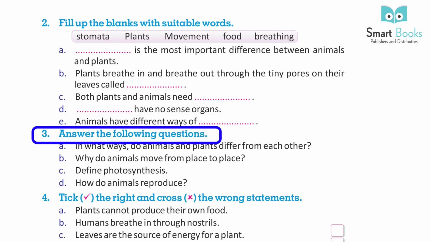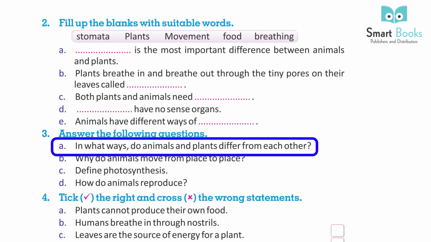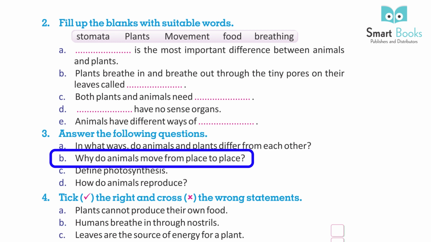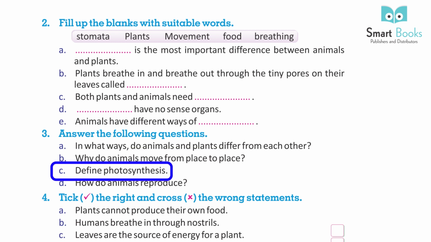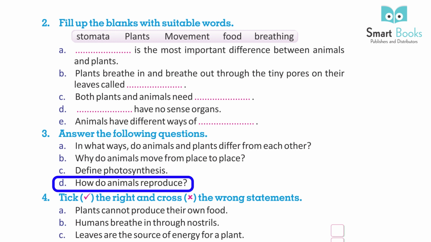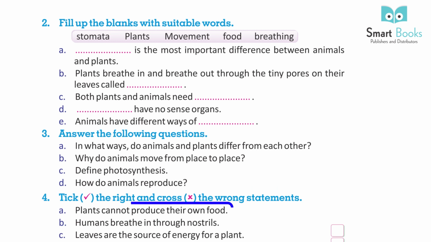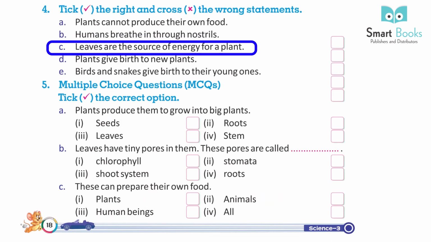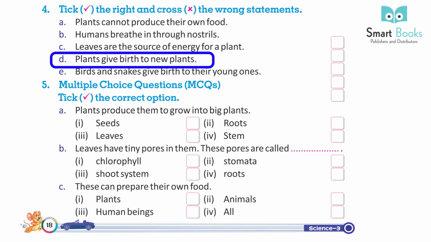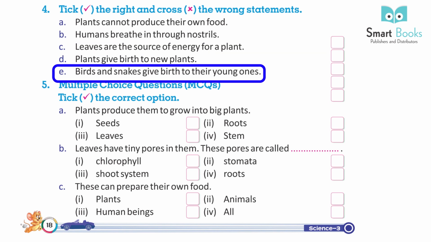3. Answer the following questions. A. In what ways do animals and plants differ from each other? B. Why do animals move from place to place? C. Define photosynthesis. D. How do plants reproduce? 4. Tick the right and cross the wrong statements. A. Plants cannot produce their own food. B. Humans breathe in through their nostrils. C. Leaves are the source of energy for a plant. D. Plants give birth to new plants. E. Birds and snakes give birth to their young ones.